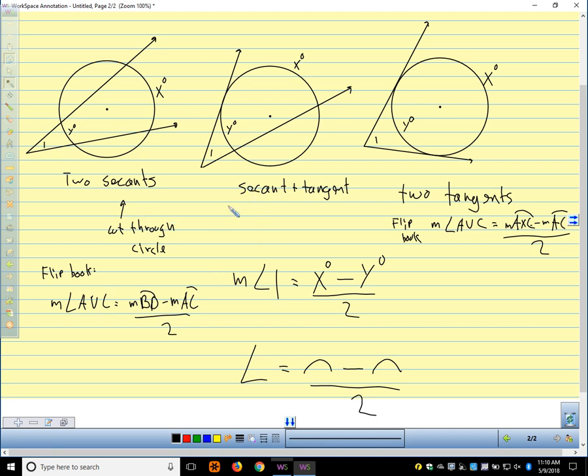And then finally, on the top of the fourth page, the secant and the tangent in your flip book. You want to write the measure of angle AVC equals the measure of arc BC minus the measure of arc AC divided by 2.